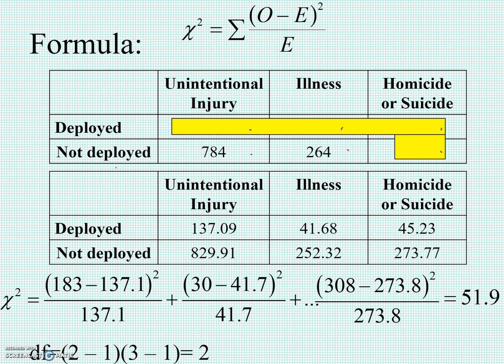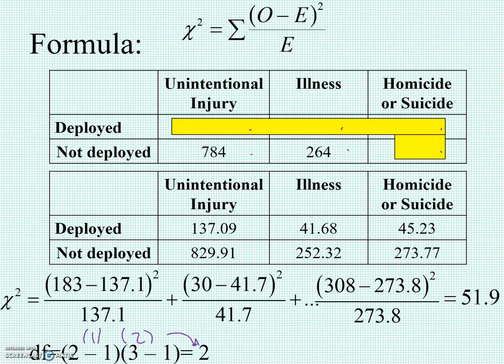So to calculate my degrees of freedom, I had 3 over here and 2 over here. I'm going to take my row total: I had 2 rows, I'm going to subtract 1. I had 3 different columns, I'm going to subtract 1, and I multiply those together. So I have 1 times 2, which is 2. So I have 2 degrees of freedom.